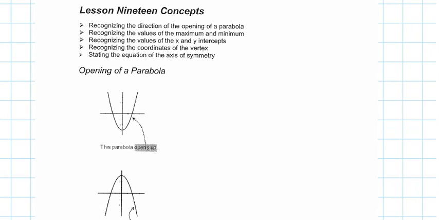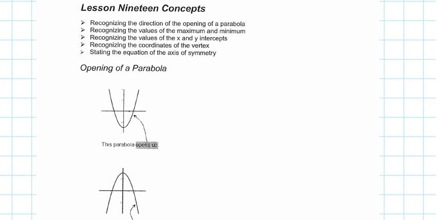So our goal is to recognize the direction of opening of the parabola. Is it opening up? Is it opening down? When would it open up? When would it open down? What makes the difference? We're going to look at the values of the max or the min. We're going to recognize the value of the x and the y intercept, recognize the coordinates of the vertex, and state the equation of the axis of symmetry. All of these things we're going to learn in this lesson.